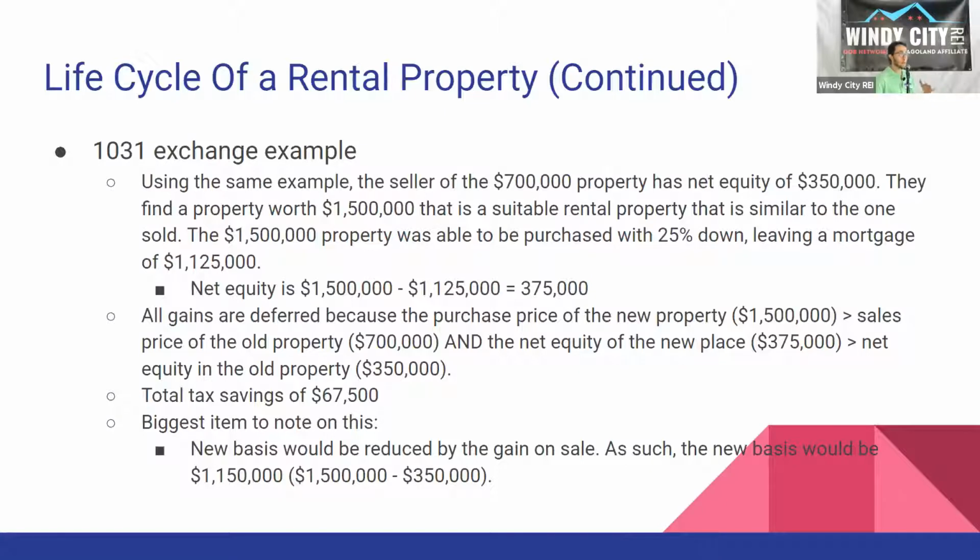So now in effect, from the previous slide, you're effectively saving the depreciation recapture and the long-term capital gains rate. So you'd be saving $67,500 in this example. And then the other item to note is that the basis of your new property is not the 1.5 million, it's reduced by the gain. So it's $350,000 less. So it's 1.15 million because that's the gain that you deferred.